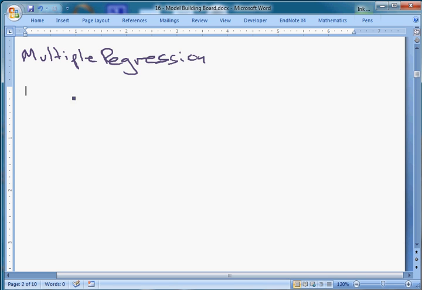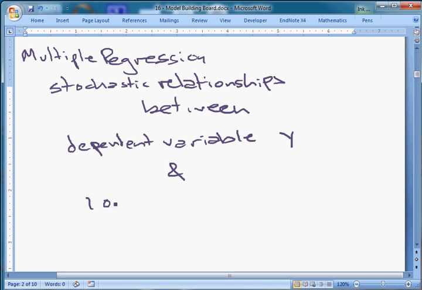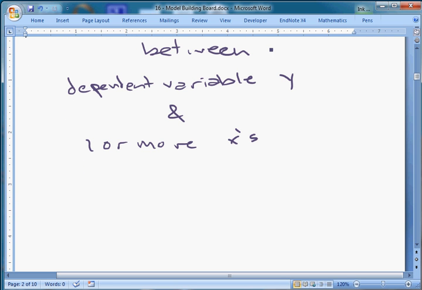We're talking about stochastic relationships between one variable of interest, which we call the dependent variable, and usually we denote this with the letter y, and then we have one or more independent variables or regressors. They're x's, and there are lots of names for these. They're called independent variables, regressors, right-hand side variables, explanatory variables. It's a stochastic relationship, which means we have some error as well.